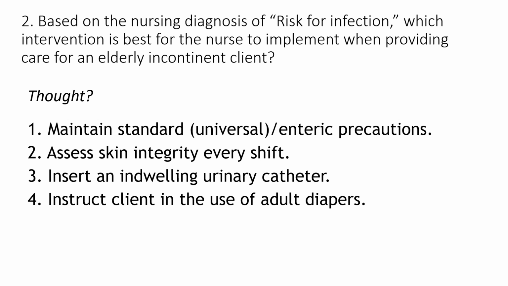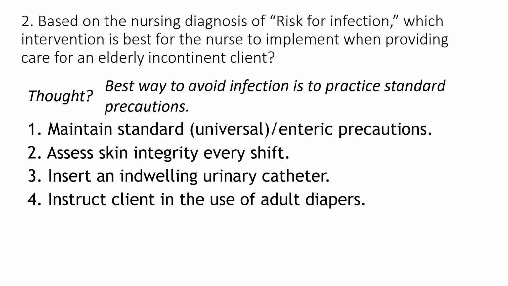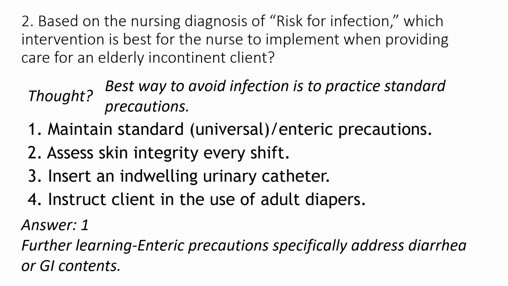The answer here is number 1, to maintain the standard enteric precautions. In the question, make sure you focused on the topic of risk for infection, not incontinence. That could have changed the direction of your answer. So the thought is just the best way to avoid infection is to practice standard precautions. In the further learning, just to let you know that enteric precautions specifically refer to somebody that has diarrhea or GI contents, and just reminding the nurse to make sure to put on a gown when coming into contact with these bodily fluids.